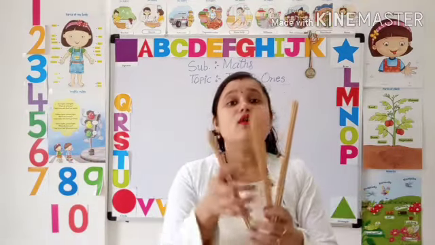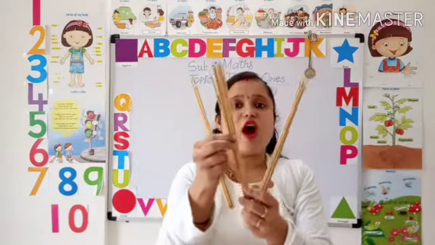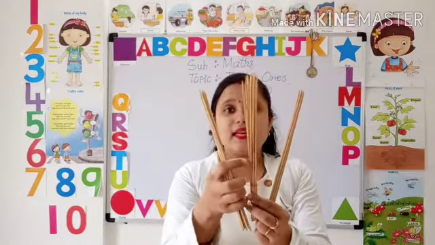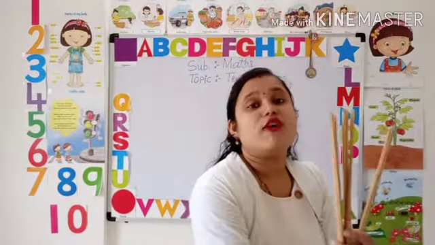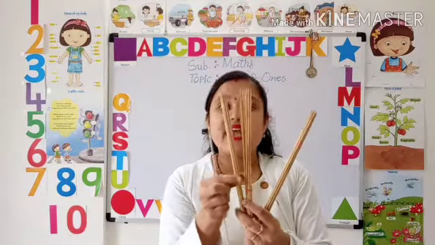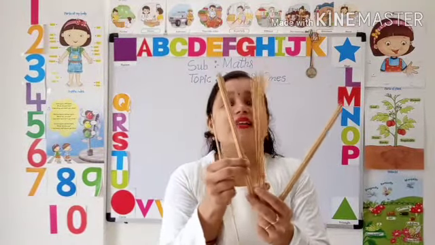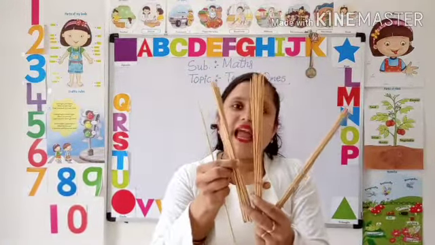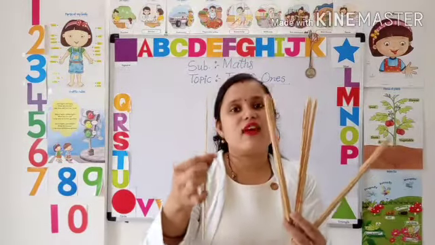Now I have 3 bundles of 10 sticks. 1, 2, and 3. And 1 loose stick. Once and how many tens do we have? Yes, 3 tens and 1 ones. 3 tens and 1 ones.